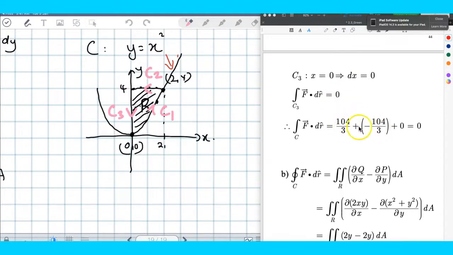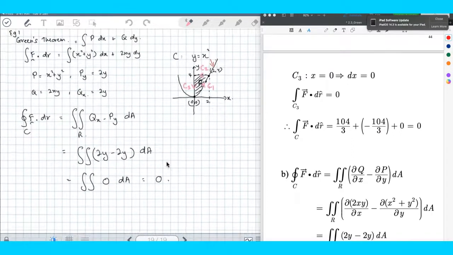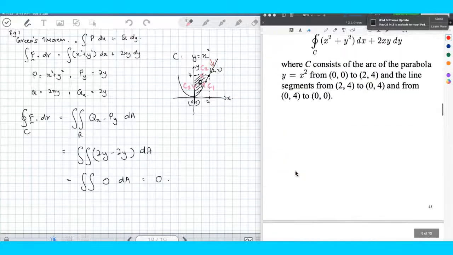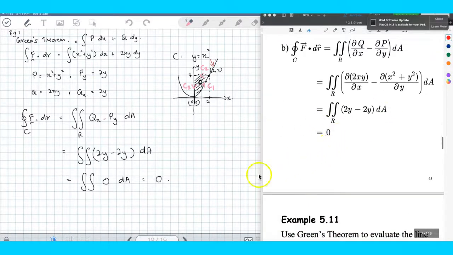Okay, so when you total up, you will get 0, where this one is a longer process. But you can see here, if we use Green's theorem, it takes just a few minutes. That is the benefit of using Green's theorem to simplify your work, as long as the conditions are fulfilled. Okay, so the second one is obtained here. Okay, next, the next video will be on the next example.